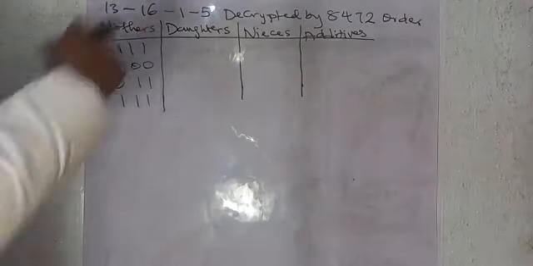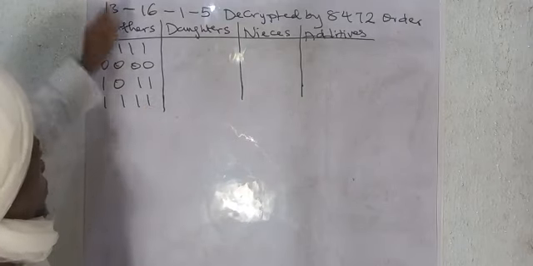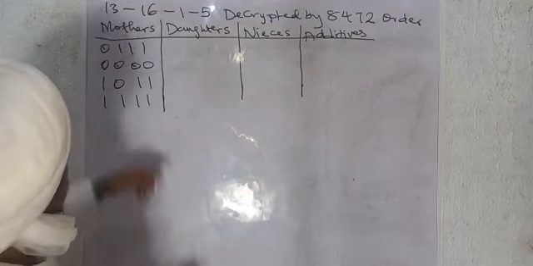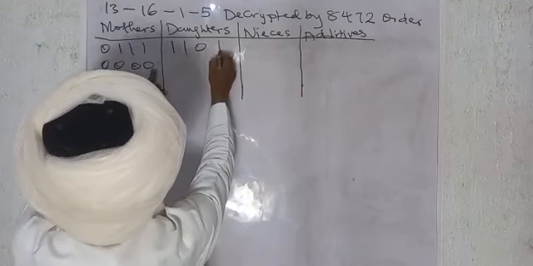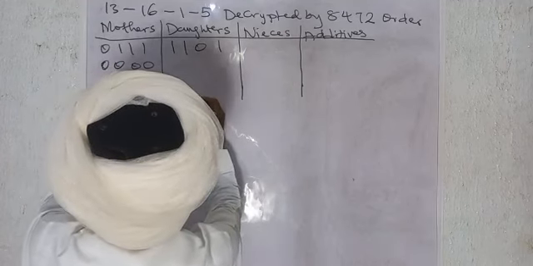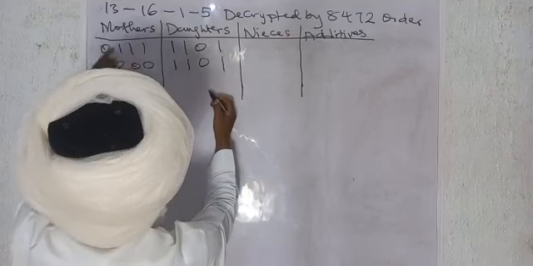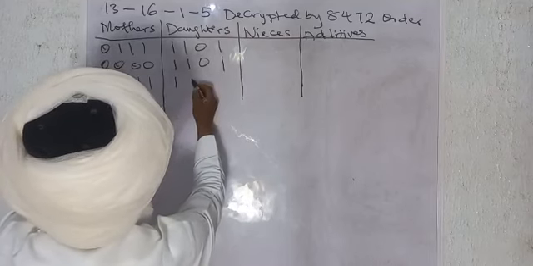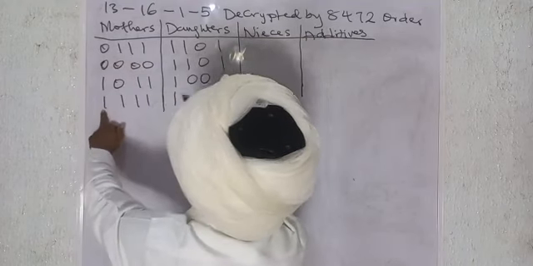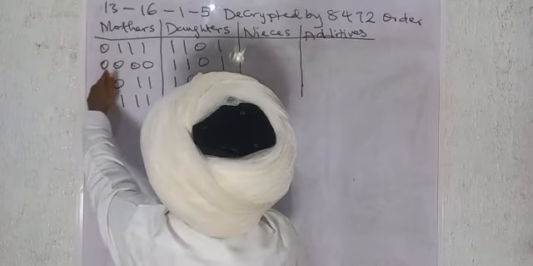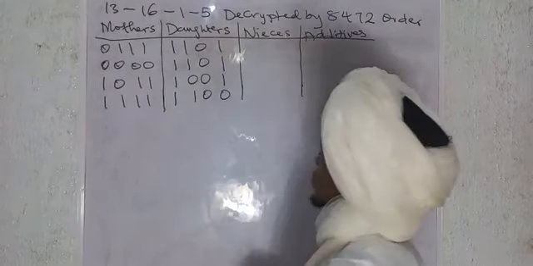Now how am I going to write my daughter figures? Start from here, take it up, pick the bits, starting from here. So we have 1, 1, 0, 1. Do the second one, 1, 1, 0, 1. Do the third one, 1, 0, 0, 1. Look for this, 1, 1, 0, 0. So the daughter figures are complete. We now have 8 figures.